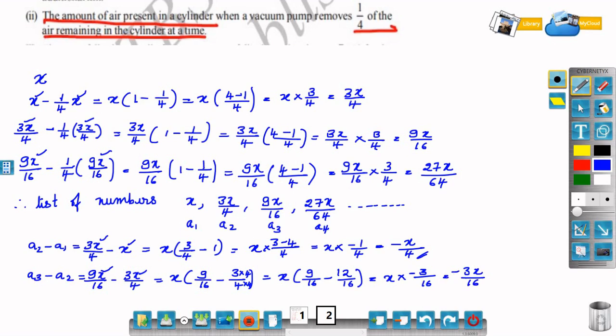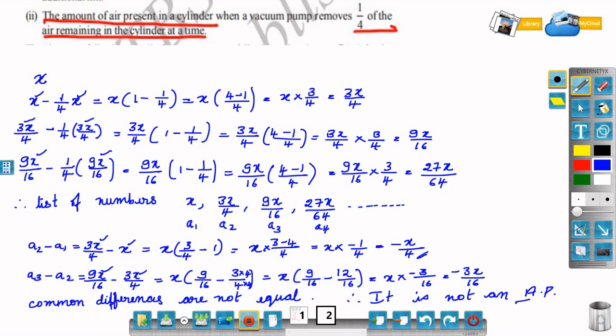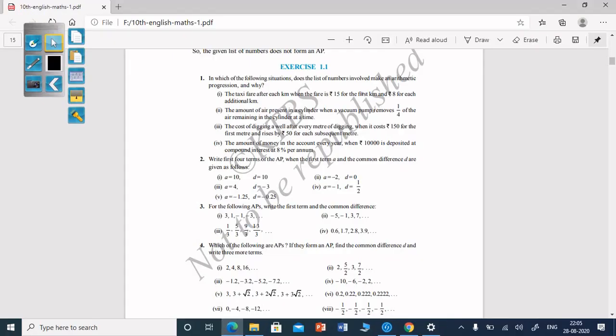See here, common differences are not equal. Here minus x by 4 we got, here minus 3x by 16 we got. Common differences are not equal. Therefore, it is not an AP. This is the solution of the second question. Now see the third one.